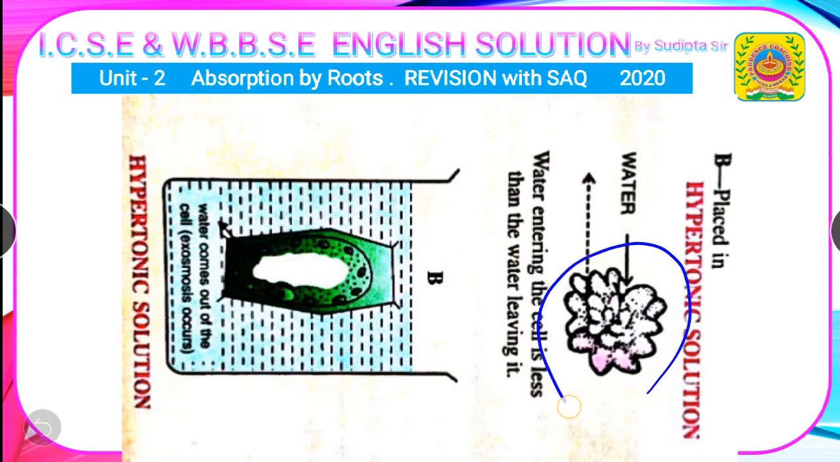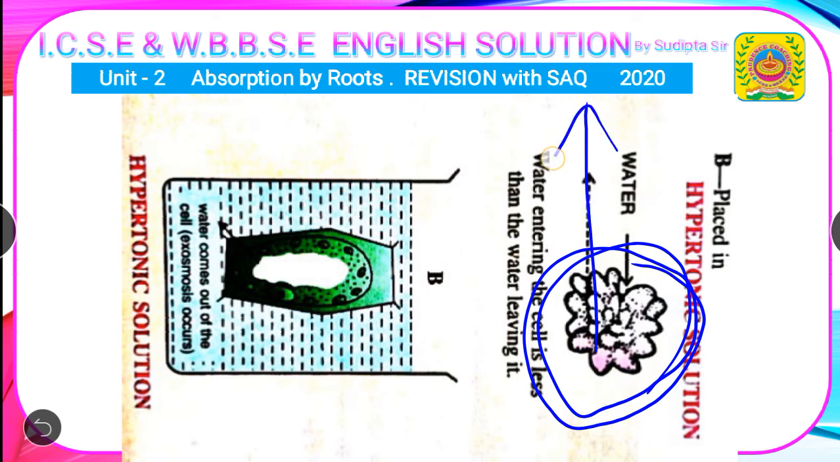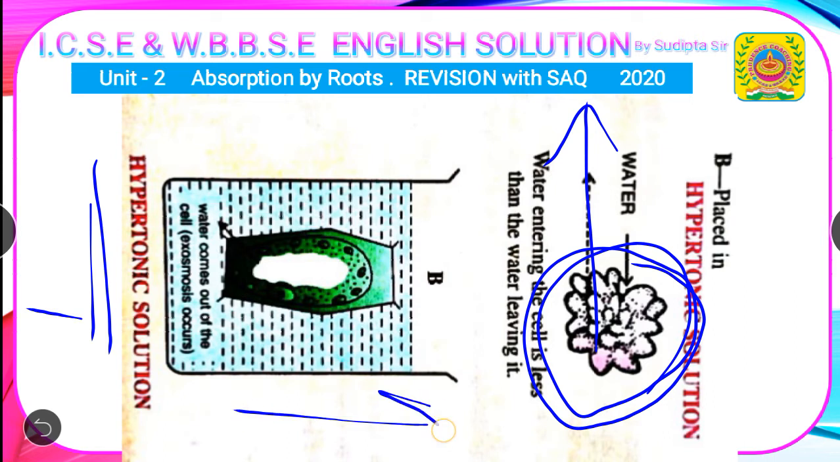This animal cell has been kept in the hypertonic solution, and due to this, the water has come out of this cell, and as a result, the cell has shrunk. And this plant cell has also been kept in hypertonic solution, and the cell will shrink after some time because exosmosis is taking place.